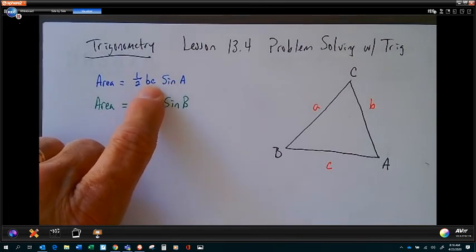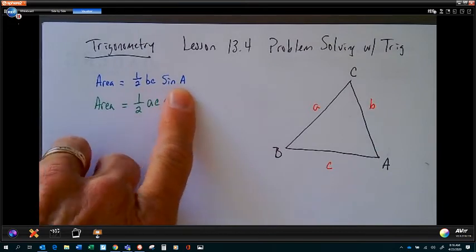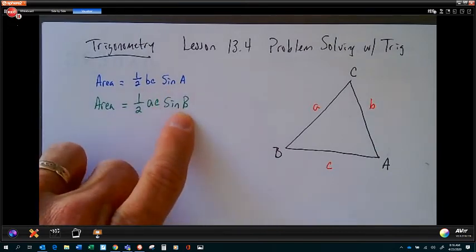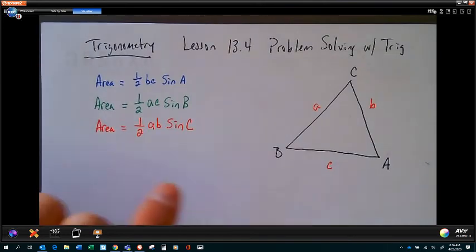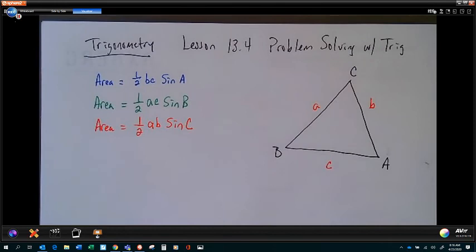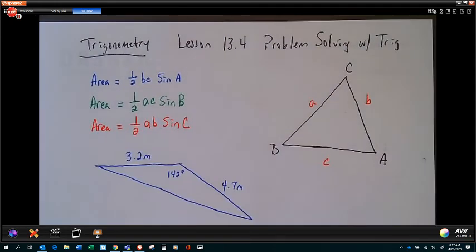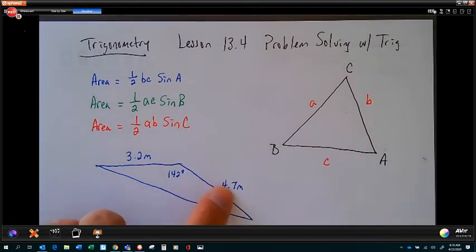So for BC, we have the sine of A. For AC, B is missing, so we use the sine of B. Then for the third one, we have 1/2 AB sine of C. So again, this works for any triangle, not just right triangles, and we'll start with a couple of examples. In other words, these formulas work if you know the length of any two sides and the included angle.